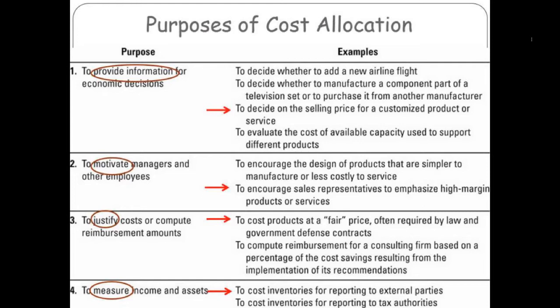You might allocate to justify. Let's say you have a cost plus project. You need to allocate costs appropriately so that you have your costs in the right buckets so you're pricing fairly. So maybe charging it in to a government project wouldn't be a great idea. And ultimately you want to do it to measure your income and your assets so that you can do your reporting to external parties correctly and you can do your tax reporting correctly.